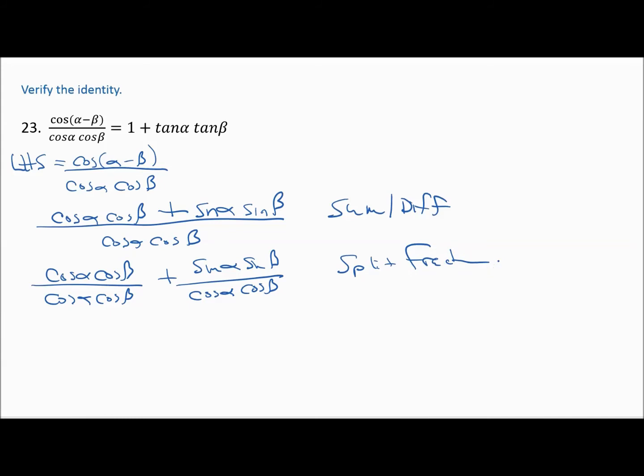Now how did that help us here? Those cancel, and that gives me 1. Here, I've got sine of alpha over cosine of alpha, that is tangent of alpha, and I've got sine of beta over cosine of beta, so that's tangent of beta. So I canceled to get the 1, and I used the quotient identity twice to get the tangent of alpha, tangent of beta, and that's the end of our proof.